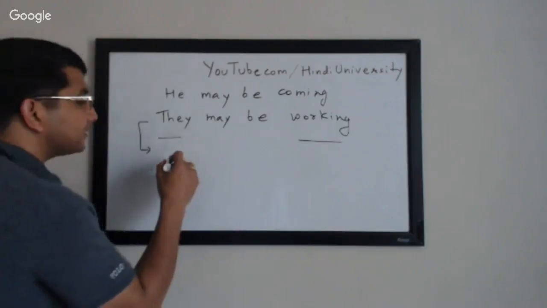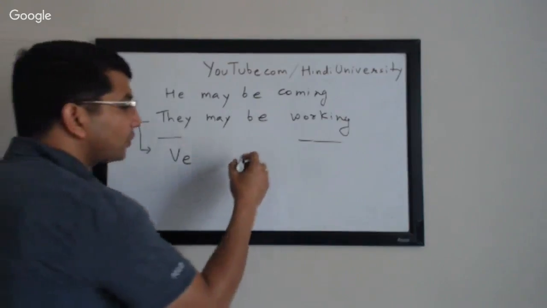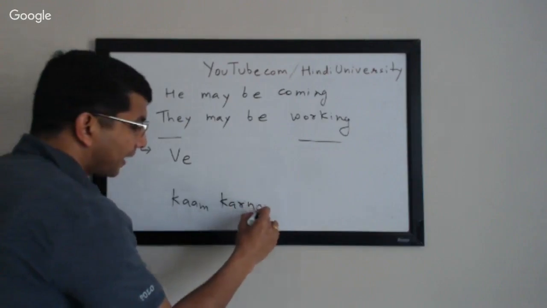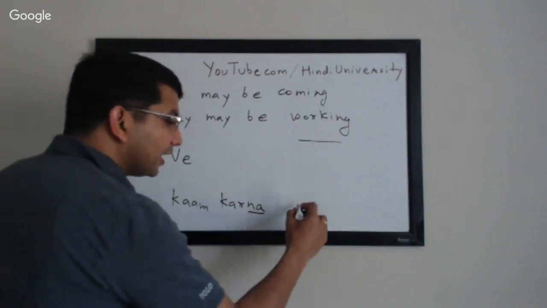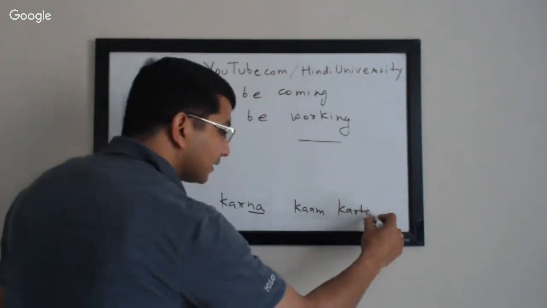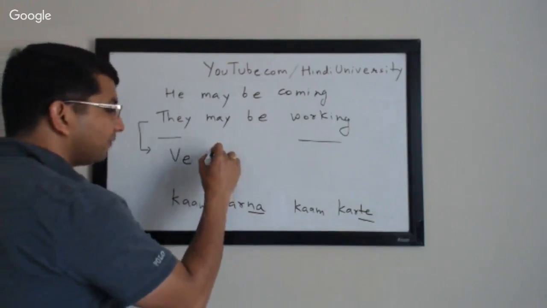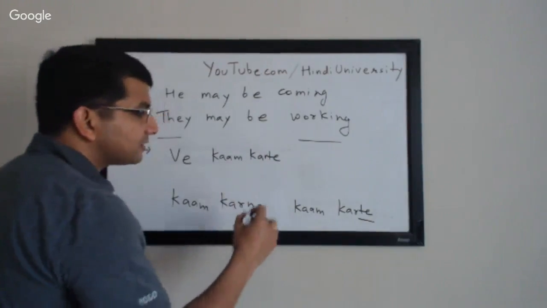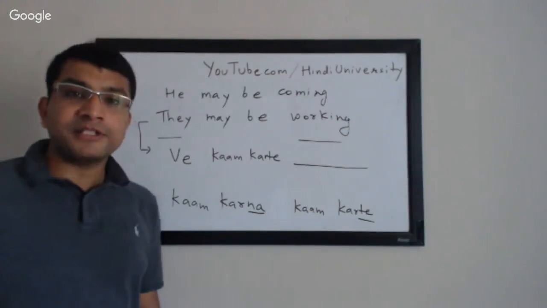So let's look at it. They is nothing but ve, as you all know the pronoun. To work is kaam karna. Now, in the present indefinite also, we removed na and put te for masculine plural: kaam karte. So we replace na with te. So what will be ve kaam karte? That's the last part, right? When you say ve kaam karte hain, that means they work.